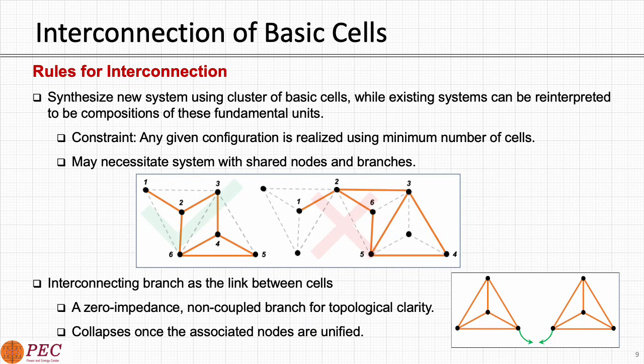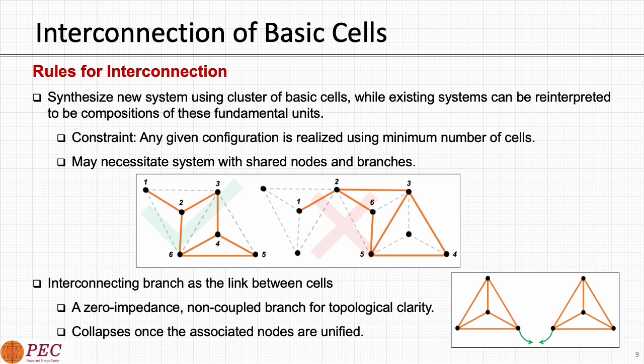The next rule is a constraint we need to think about while we are synthesizing a new system using a cluster of basic cells, or if we are reinterpreting an existing system as a composition of these fundamental units, which is any given configuration can be realized using only the minimum number of cells required. Now, this may necessitate a system with both shared nodes and branches.